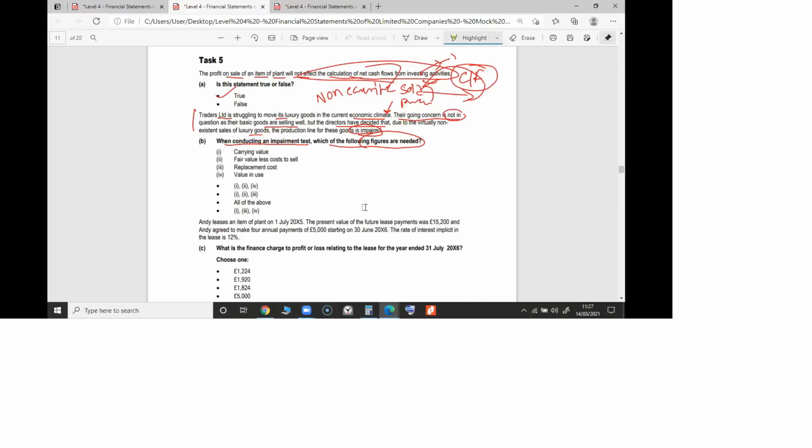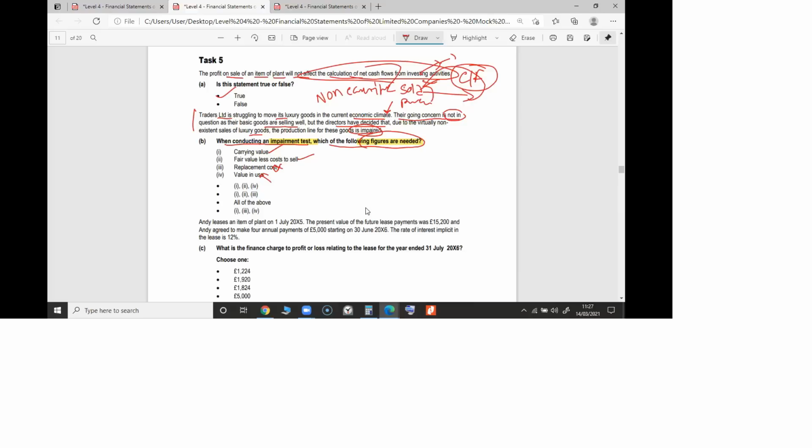That's what the scenario was. When conducting an impairment test, which of the following figures are needed? Do you remember the impairment test? Yes, carrying value is definitely needed. Fair value less costs of sale is needed. Value in use is absolutely needed. These are the three needed. What is the replacement cost? This is definitely nothing to do with the impairment test.